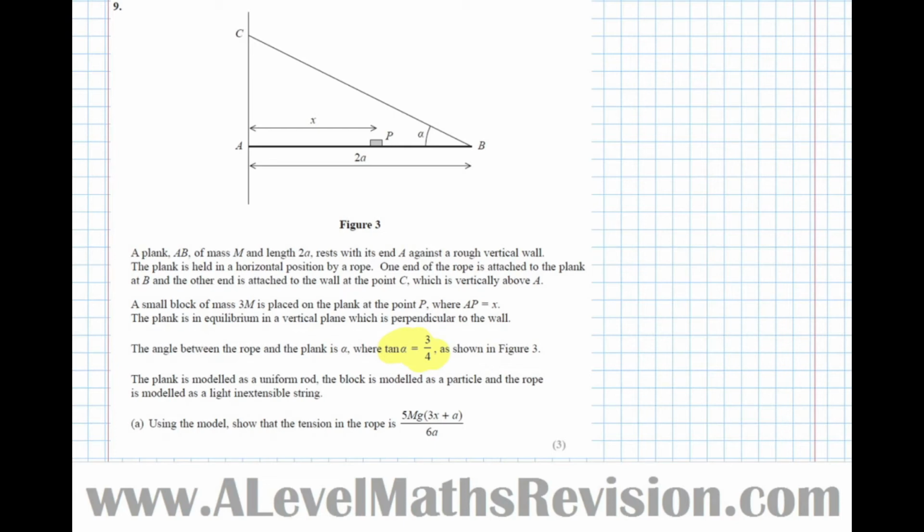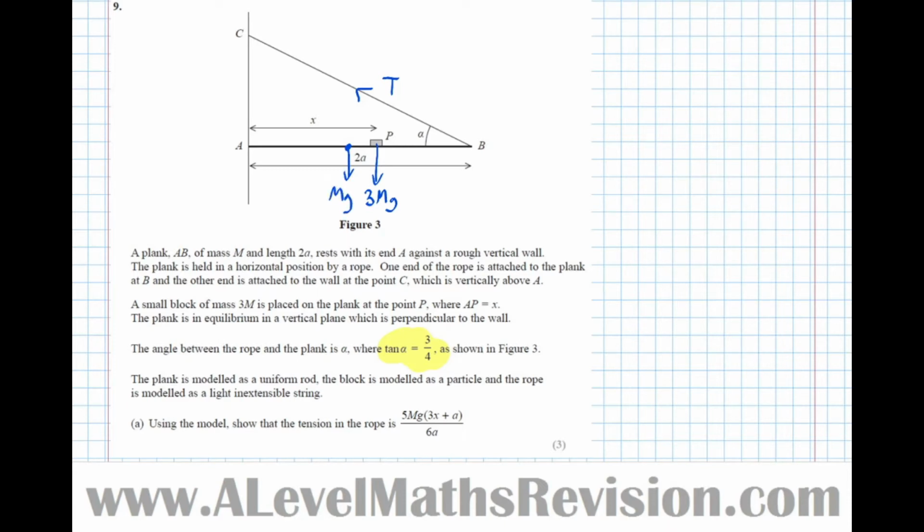Well, the first thing to do is a force diagram, so we're going to mark all of the forces on the diagram. So here we've got the tension T in the rope. The block has mass 3m, so weight 3mg. The plank has mass m, which is halfway across. It's a uniform plank, so it has weight mg.